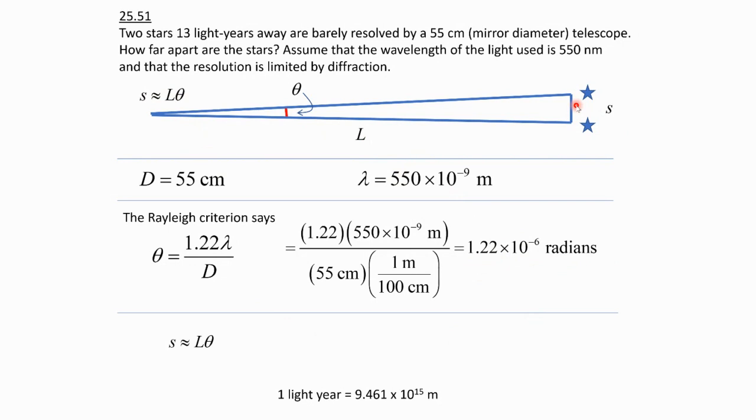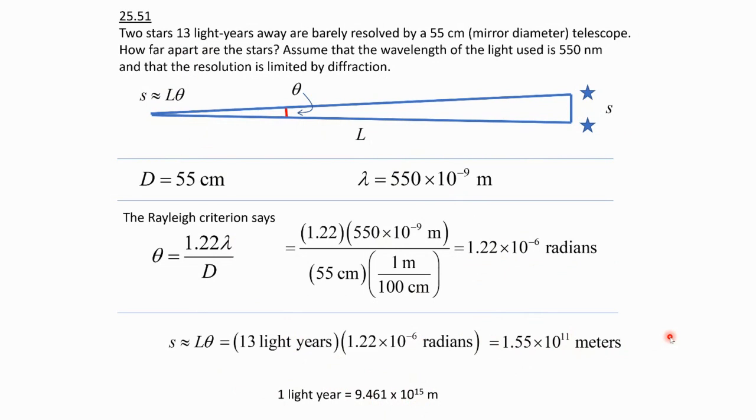Now, we are measuring things in light years, right? So L is 13 light years. 1 light year is this many meters. So I'm going to multiply light years by the radians, and then convert. I didn't have space to convert, so I'm going to convert light years into meters, and then my answer is 1.55 times 10 to the 11 meters.